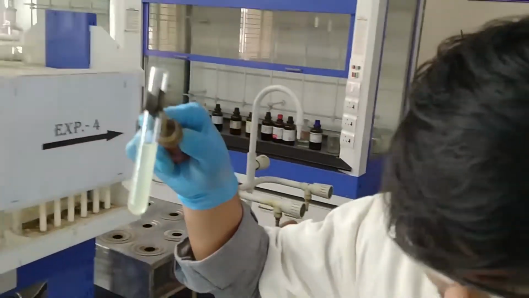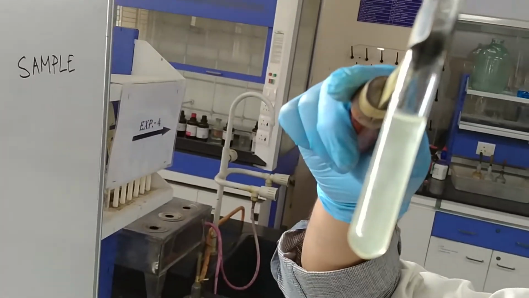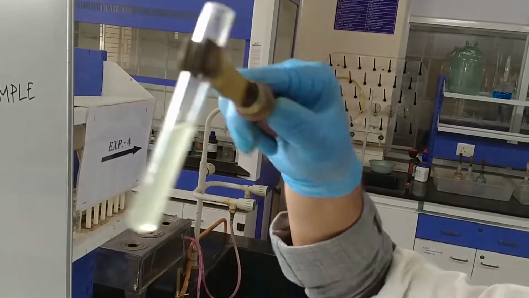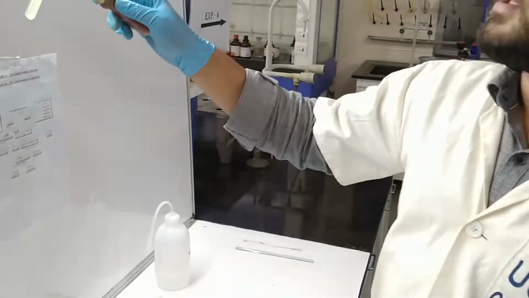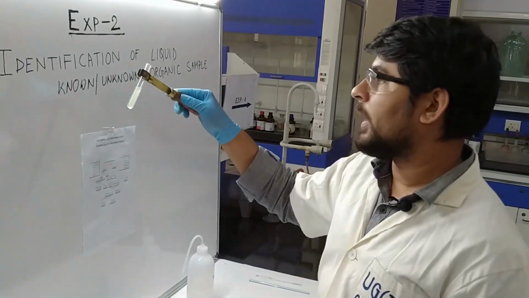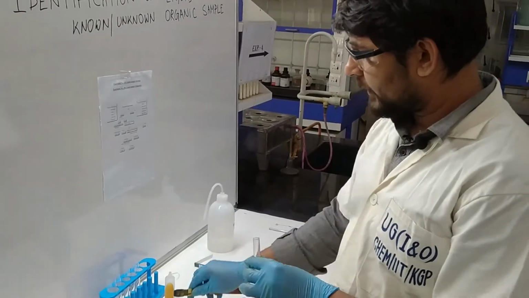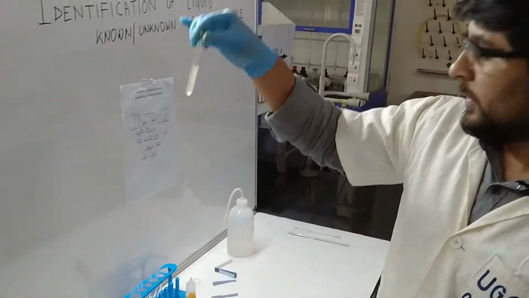Yeah, precipitation is formed inside the test tube, but it takes some time to settle the precipitate. Okay, so you can consider this one as a positive iodoform test. Okay, so I just keep this one inside the test tube rack, test tube stand, let it be settled, and then I will show you this one again.